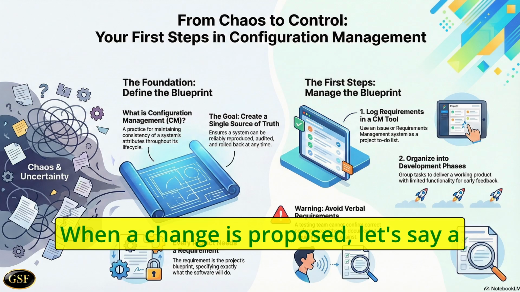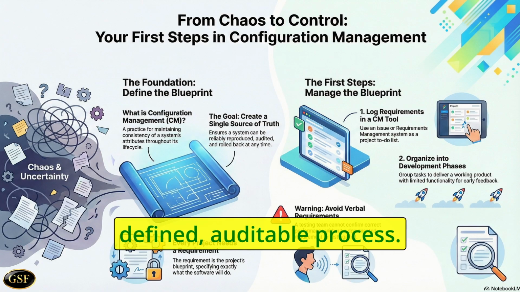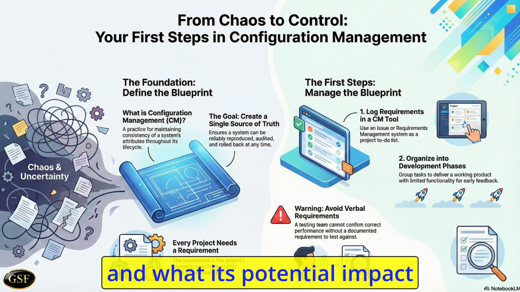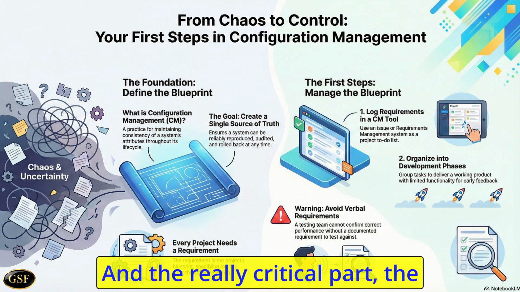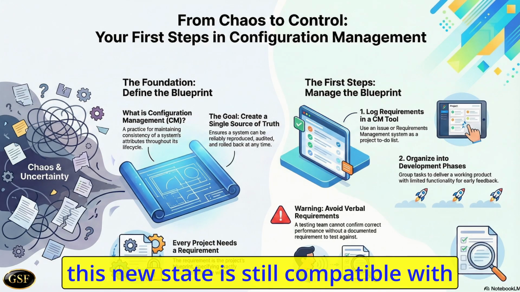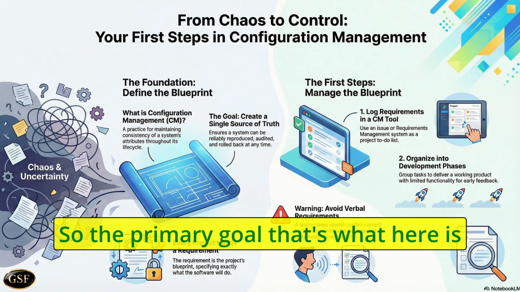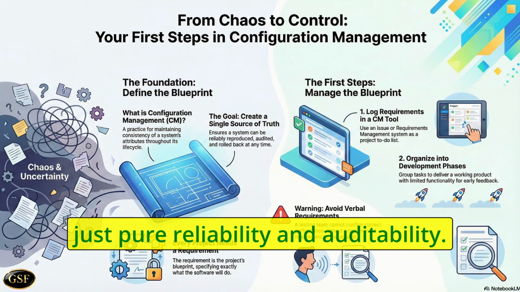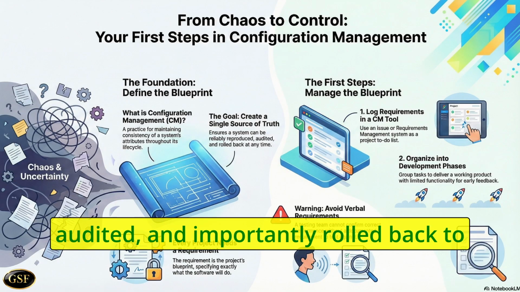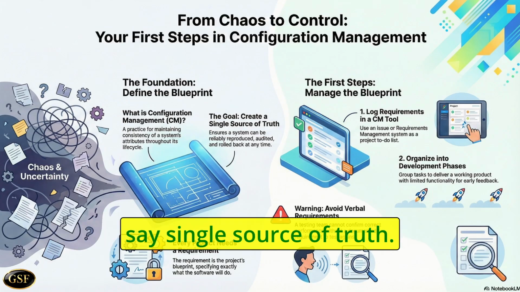When a change is proposed, let's say a change to a database schema, the tools don't just accept it. They enforce a defined, auditable process. And that process captures who made the change, why they made it, and what its potential impact is across the whole system. Right. And the really critical part, the technical value, is they automatically validate that this new state is still compatible with everything else, long before it gets anywhere near production. So the primary goal here is just pure reliability and auditability. Right. The core objective is making sure a system can be reliably reproduced, audited, and importantly, rolled back to any previous state at any point in time. This is what we mean when we say single source of truth.